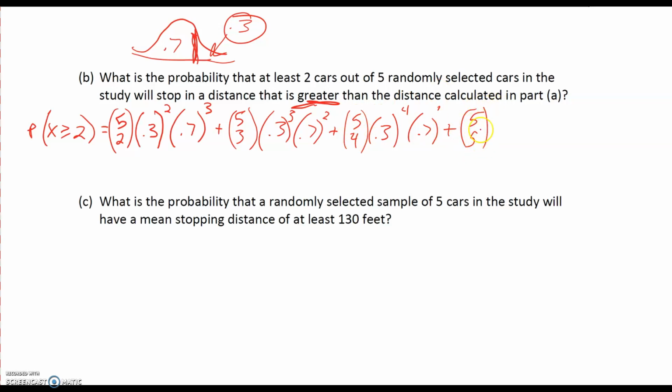is how many different groups of 5 can you make out of 5? You could make one group of 5 out of that, okay? But right now, who cares? All right, here we go. 0.7 to the 0, that's also 1, but who cares?